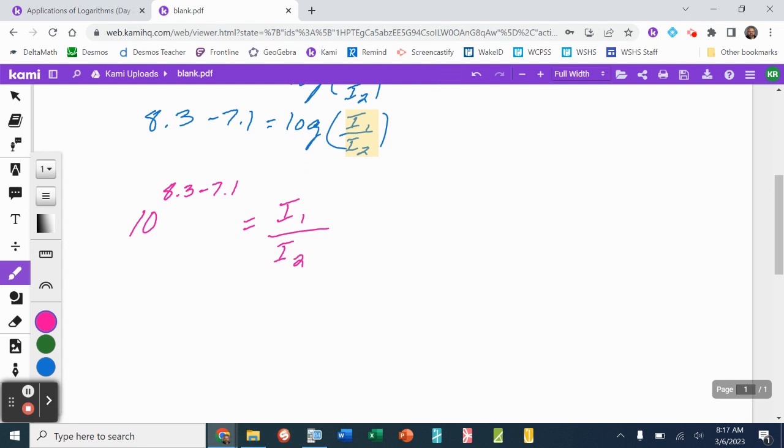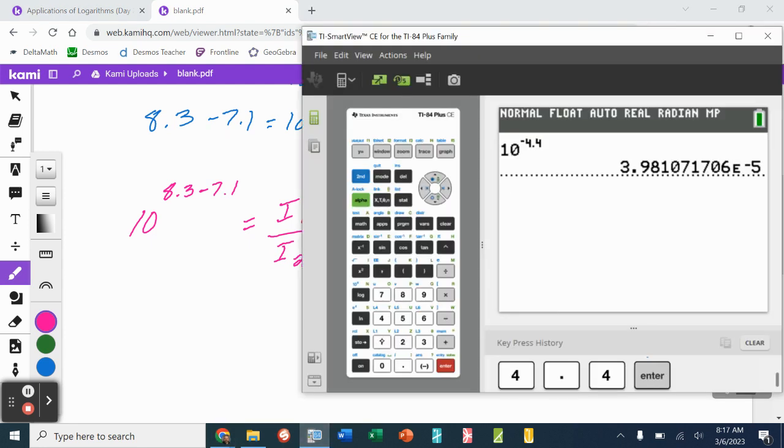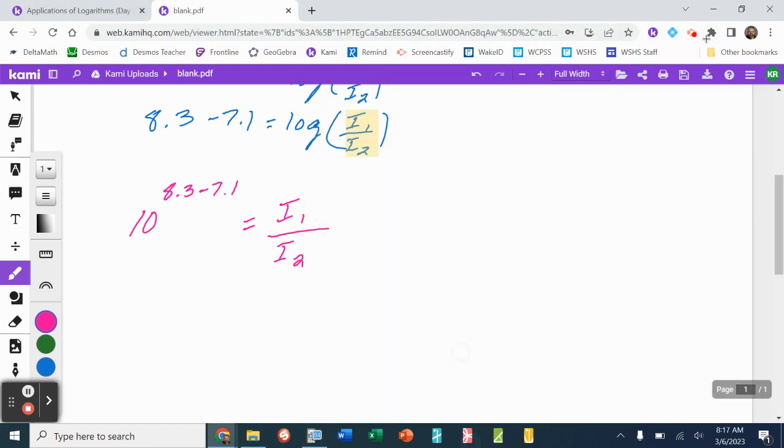Now I'm just going to go to the calculator, and I need to find 10 raised to 8.3 minus 7.1. And so we come up with about 15.8.